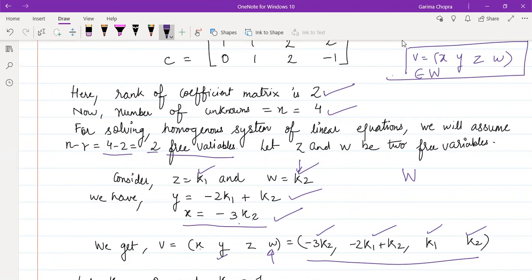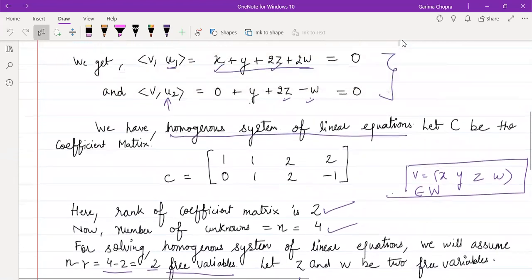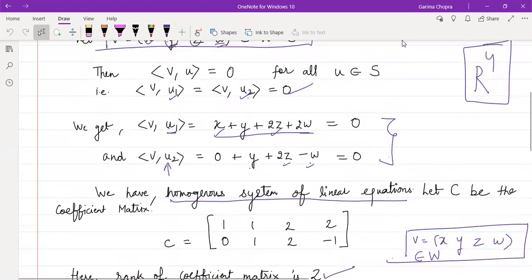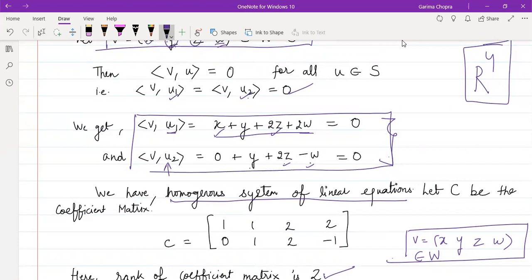But what they're asking in the problem, they are asking for the basis of this subspace W. For finding the basis of W, since here this W is actually the subspace and that subspace is the set of solutions of homogeneous system of linear equations. These two equations are giving us the homogeneous system of linear equations, and the collection of all solutions of this homogeneous system of linear equations is actually the subspace W, which is the orthogonal complement here.